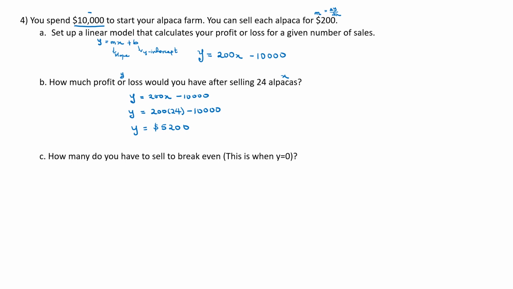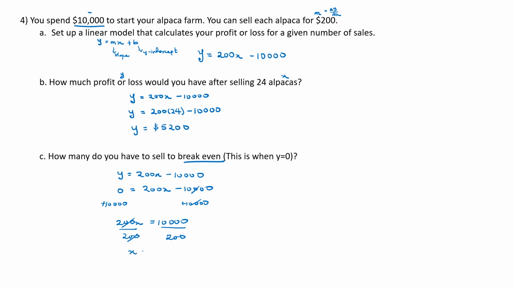To break even, that is the point after which you start making profit. So when y is equal to 0, again using our model, y equals 200x minus 10,000. We can add 10,000 to both sides, so this goes away. So ultimately, we have 200x equal to 10,000. Divide both sides by 200. x will be equal to 50 alpacas.